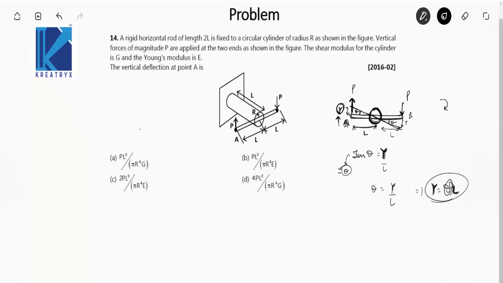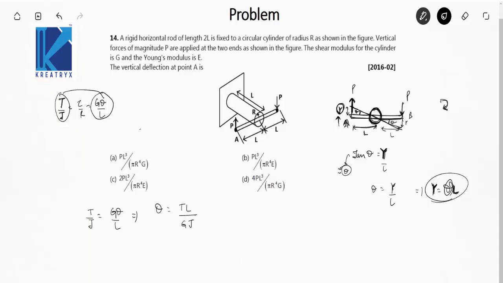Okay, how can I find theta? You know that these two forces are forming a couple, actually rotating the rod. They are exerting torque on this rod. So can I use that torsion equation, which is T by J is equal to tau by R is equal to G theta by L? So I can equate these two and find theta. So T by J is equal to G theta by L. That implies theta is equal to TL by GJ.